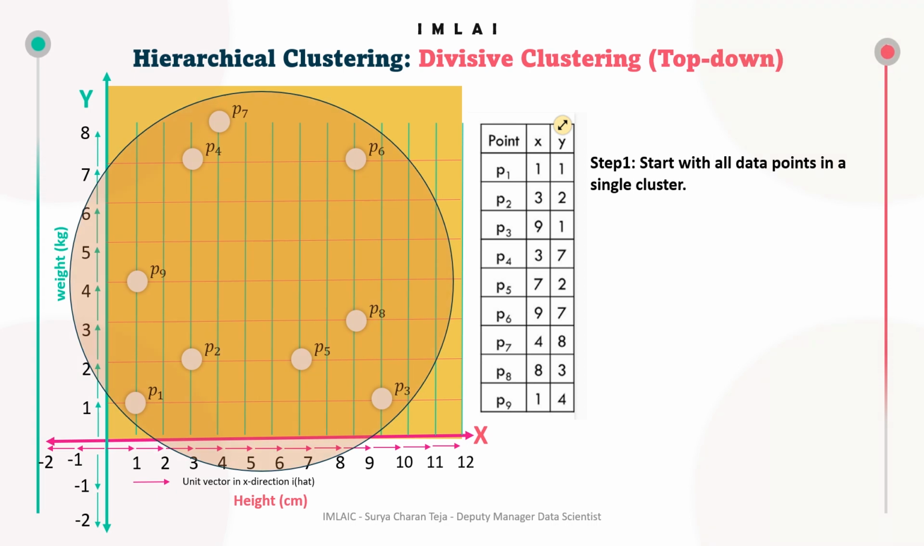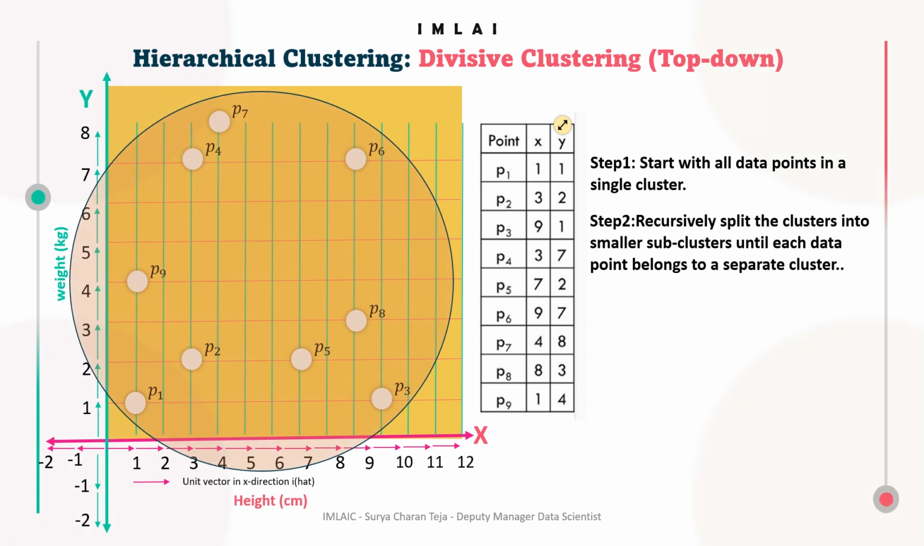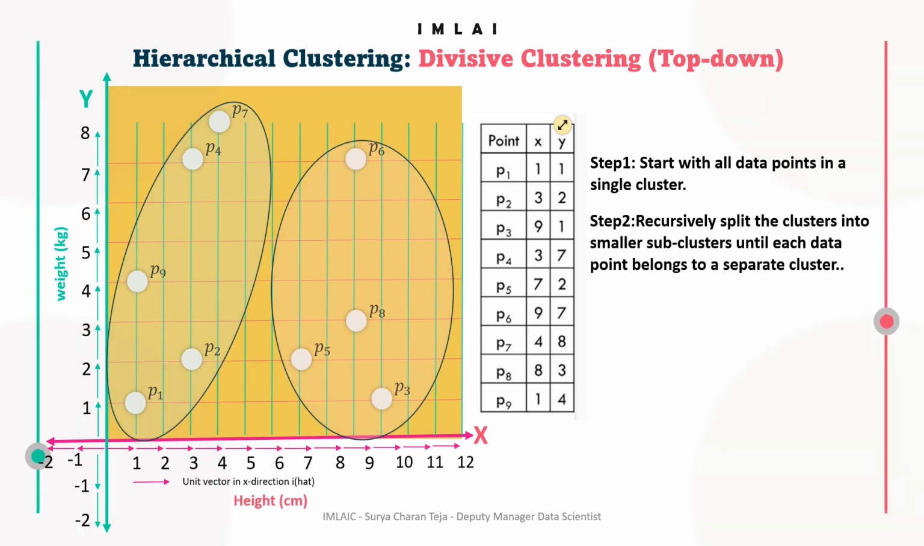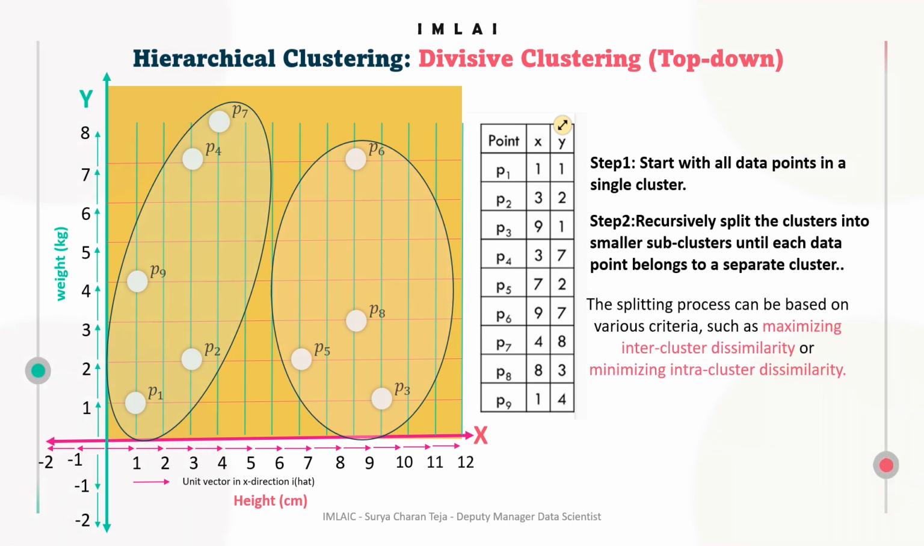And once all the points have been assigned to a single cluster, now we can move on to step 2. Step 2 is to recursively split the clusters into smaller subclusters until each data point belongs to a separate cluster, and that's what we are going to do. So recursively split the clusters into smaller subclusters until each data point belongs to a separate cluster, and this is absolutely opposite to the agglomerative clustering, and this is divisive clustering. So then the splitting process can be based on various criteria such as maximizing intercluster dissimilarity or minimizing intercluster dissimilarity, and this is what is divisive clustering.